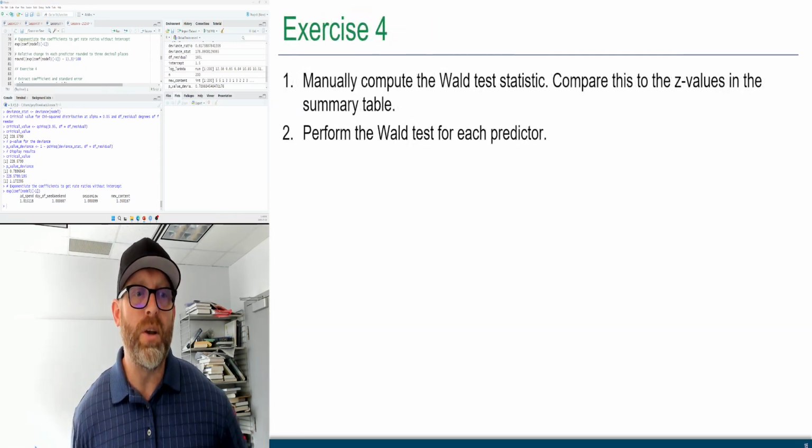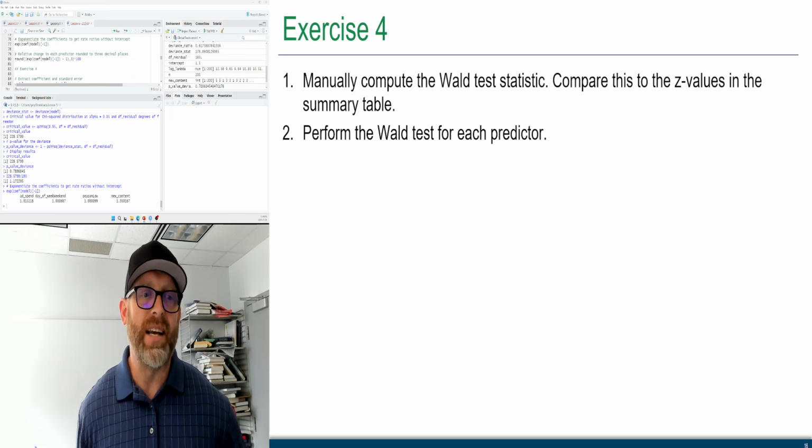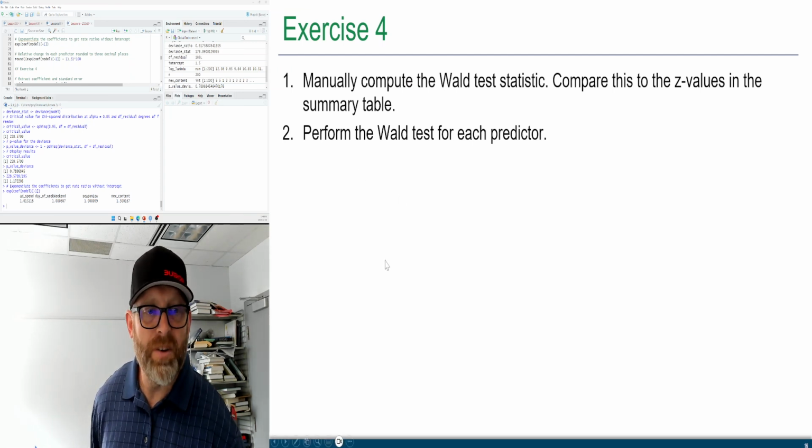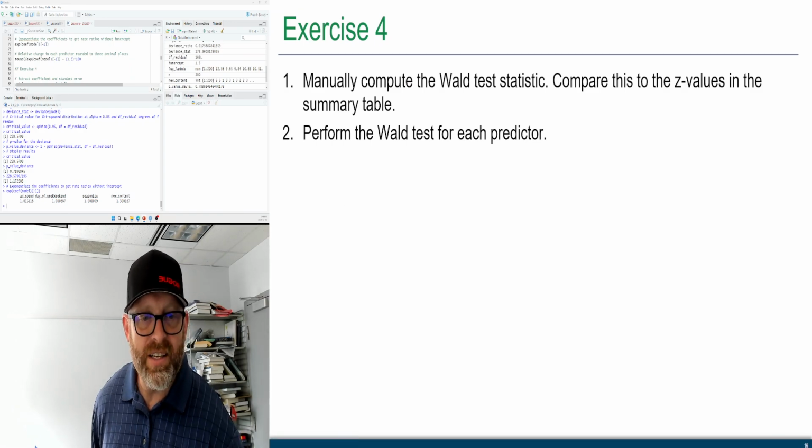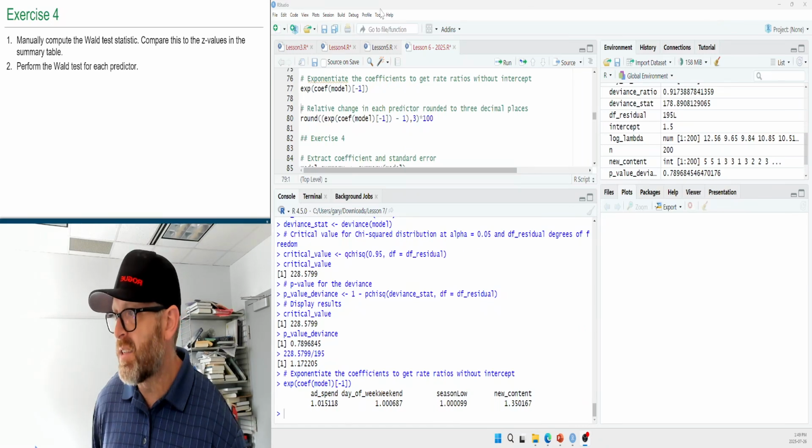So we can manually compute the Wald test statistic and compare that to the Z values, or perform the Wald test for each predictor, which again, just running the summary table does it perfectly fine. So let's jump back over to R, and we're going to end it right after this little bit here. One thing I didn't do is this last little bit here.